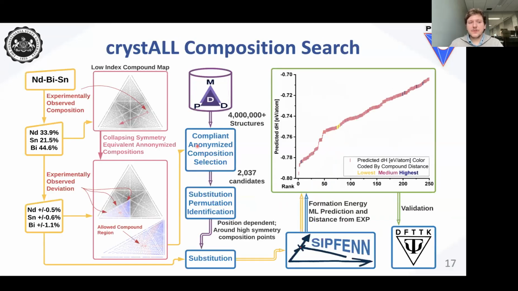Crystal is also capable of looking not only for ordered compounds or compounds with a specific stoichiometry, but sometimes we also use it for finding new compounds in a composition range from experimental methods. Again, we are performing all of the possible permutations over a specific range of compositions. Using PySIPFENN, we identify the stable ones, and the DFT toolkit validates which of them are the actual compounds that we are observing, and then we can use XRD to validate it experimentally.